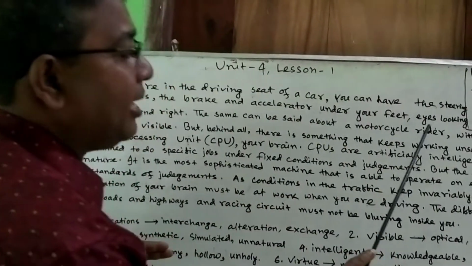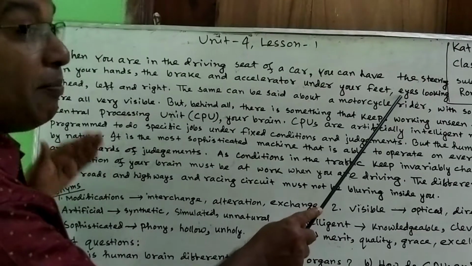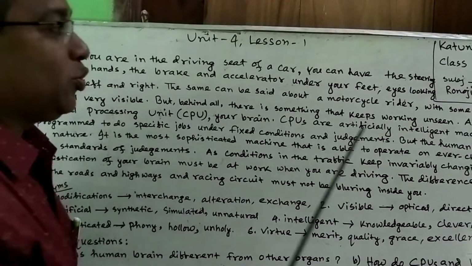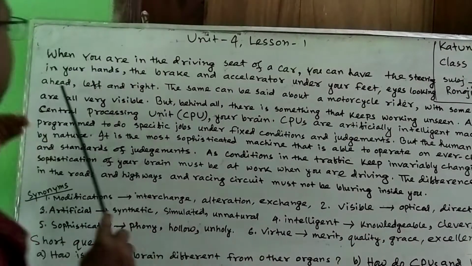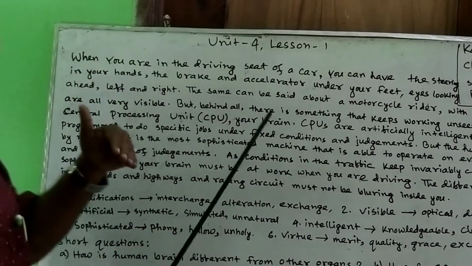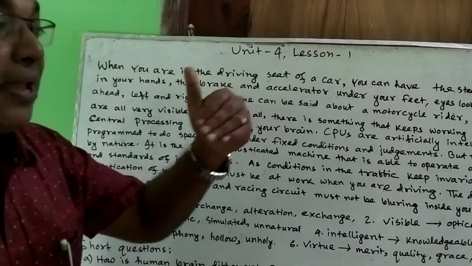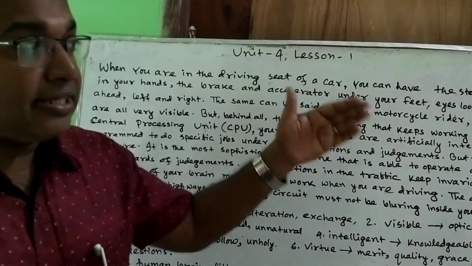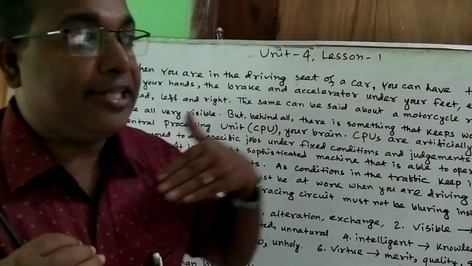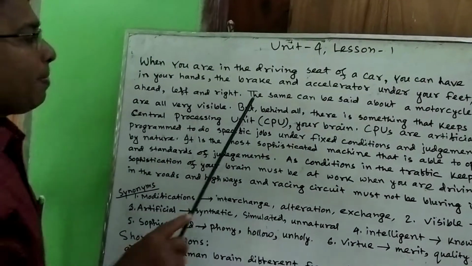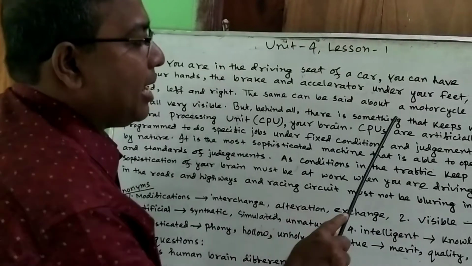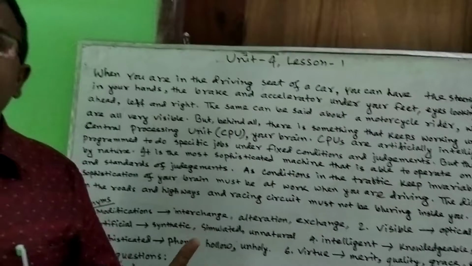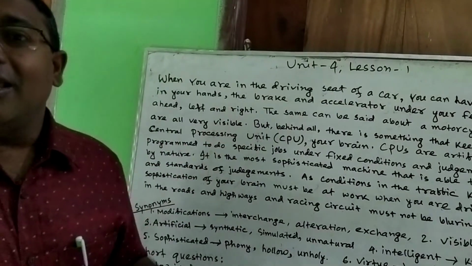This is not part of the vehicle, it is part of the human being, that is our eyes, my dear students, and eyes are kept looking ahead, left and right. That means the driver has to keep alert eyes, looking at his right, at his left, even straight ahead. Okay, my dear students, the same can be said about a motorcycle rider, and the factors are almost the same in the case of a motorcycle rider.